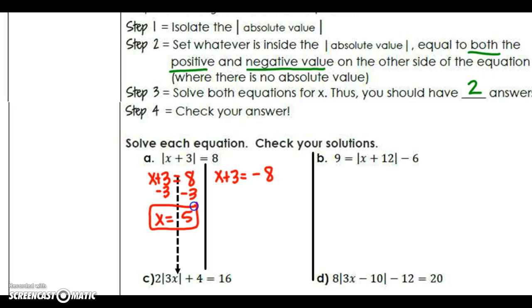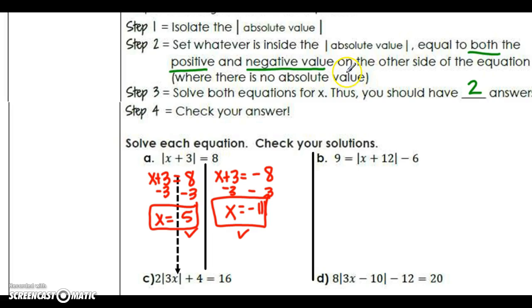We are going to check these though, checking our solution. And over here, subtract 3, and x equals negative 11. So let's go ahead and check and actually make sure that these are solutions. Plugging it back in, 5 plus 3, absolute value of 8, yep, is 8. Negative 11 plus 3, that's negative 8. Yep, absolute value of negative 8 is 8. So they both work. So it's good to check and make sure that your answers are correct.